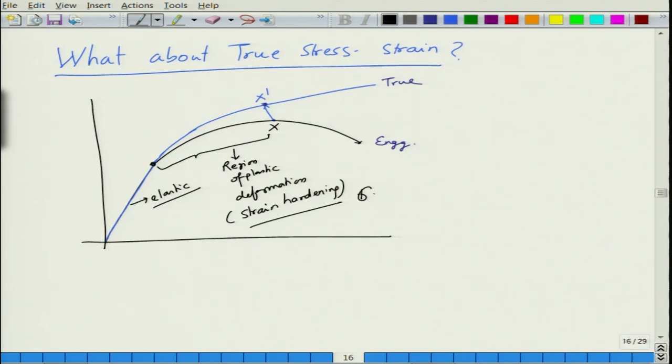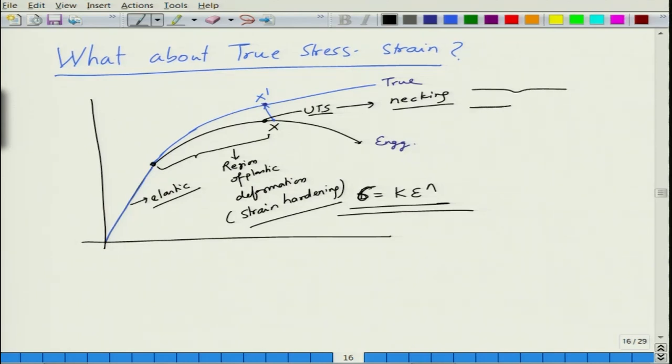And in this region, the stress is given as k epsilon to the power n. So, the stress keeps increasing as the strain increases. As you reach UTS, you have necking that happens. So, necking is the sudden formation of a neck somewhere along the gauge length, generally at the center. Neck formation has a triaxial state of stress, leading to higher stress concentration.